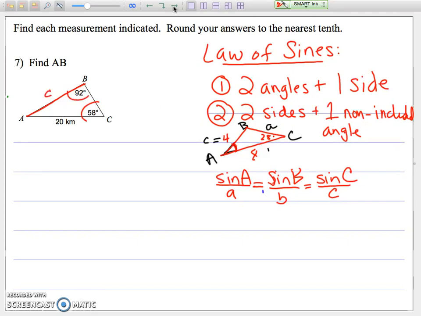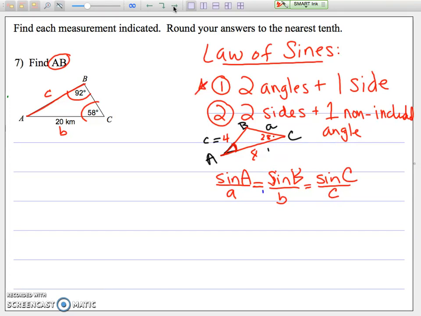This is angle B, so this is side length B. So what am I going to do to set this up? Exactly what I've been doing, although this time I'm looking for a side length, not an angle. So it's going to be a little bit different. We have this situation right here: 2 angles and a side.